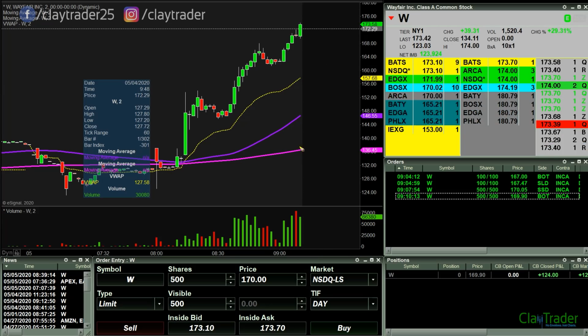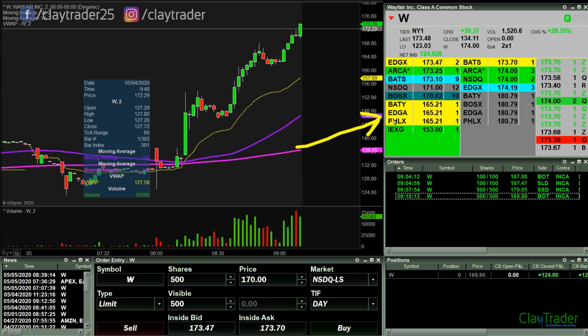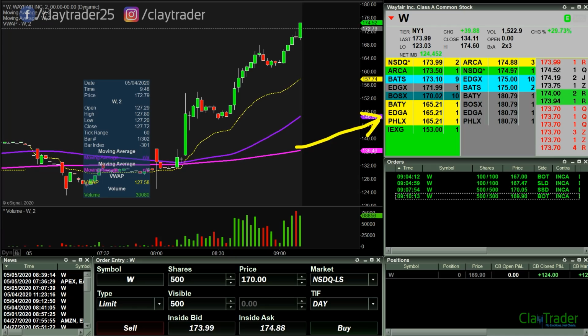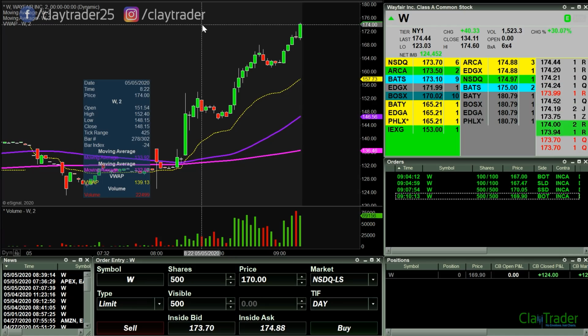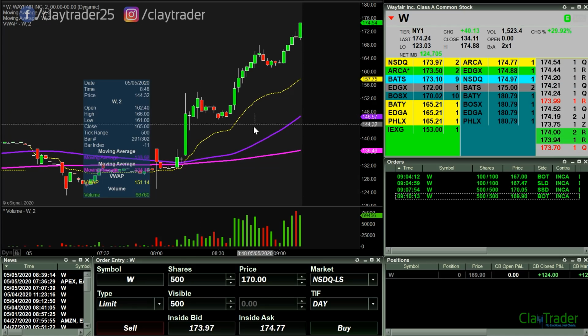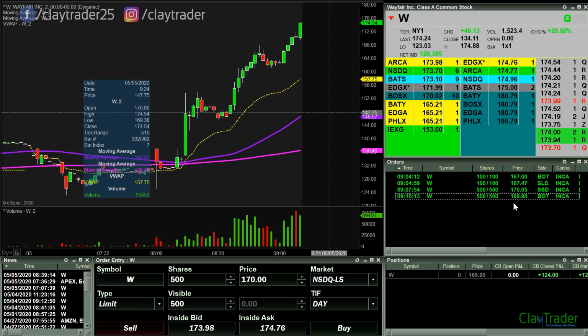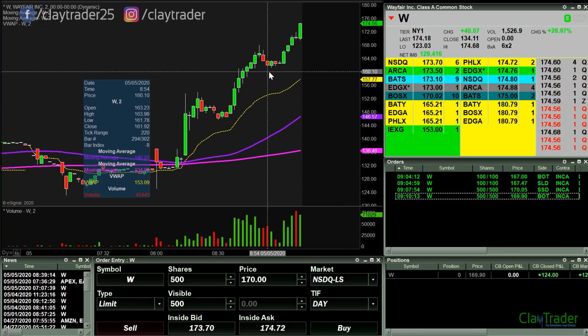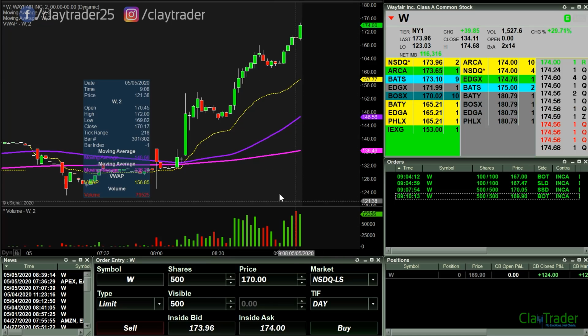And this is why the tool right here is very, very important, level 2s. That's what helped me hop out when I did, which is now proven to be the right decision, because I would have been stopped out on the trade at this point, and that would have been a losing trade. But like I said, by paying attention, it kind of gave me the heads up that it was probably wise to get out.